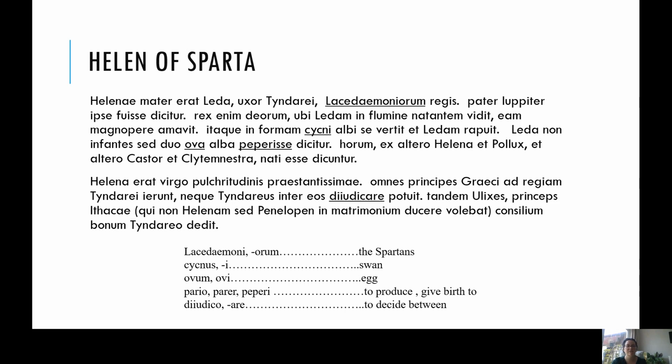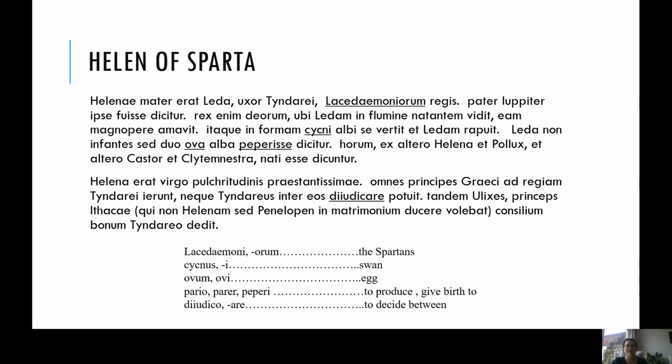Rex enim deorum, for the king of the gods, ubi Ledam in flumine natantem vidit, when he saw Leda swimming in the river, eam magnopere amavit. He greatly, like in a great sense, fell in love with her.